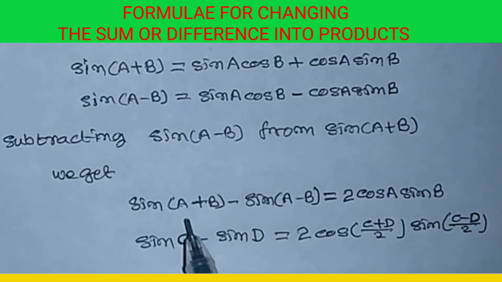Here A plus B is equal to C, A minus B is equal to D, A is equal to C plus D by 2, B is equal to C minus D by 2. Therefore sin C minus sin D is equal to 2 cos of C plus D by 2 sin of C minus D by 2.